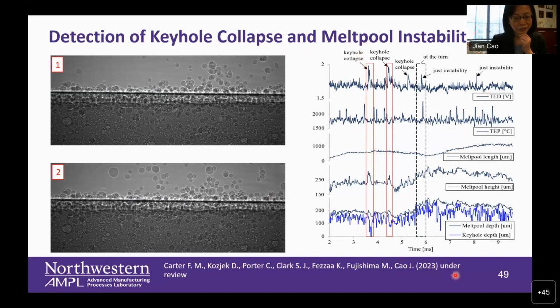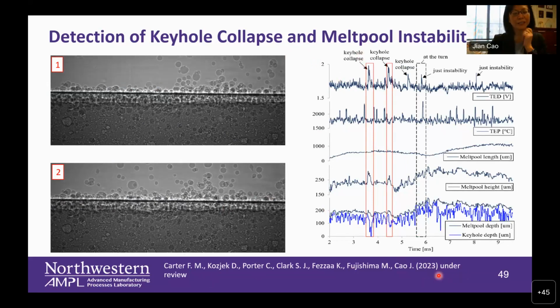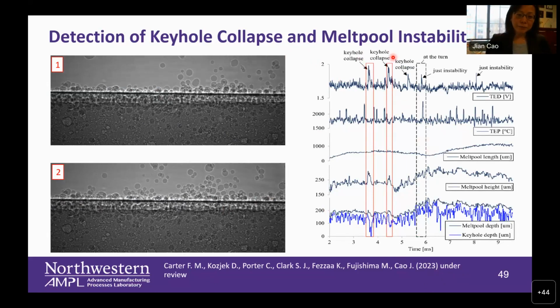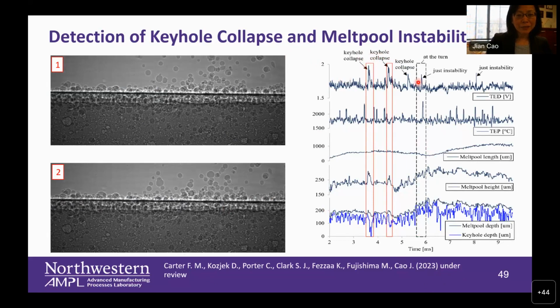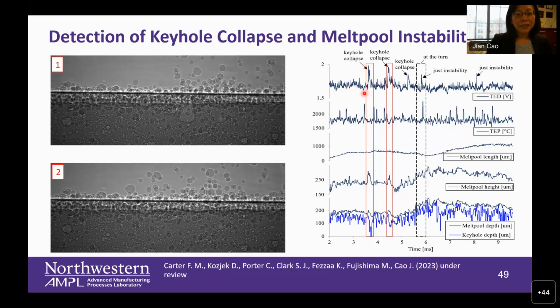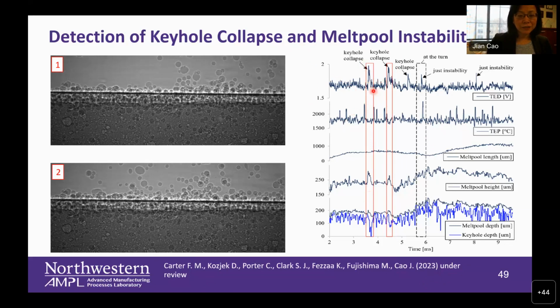So I should change this. This is already accepted. So the point is, it's just recently accepted, just a day ago. The point I want to say is this is actually from the top X-ray photodiode system, you can see those peaks. And what's interesting with those peaks is they also correspond to the melt pool depth collapse.